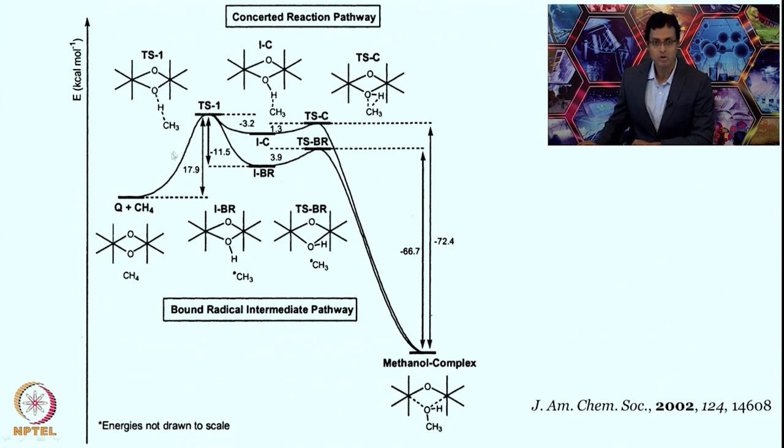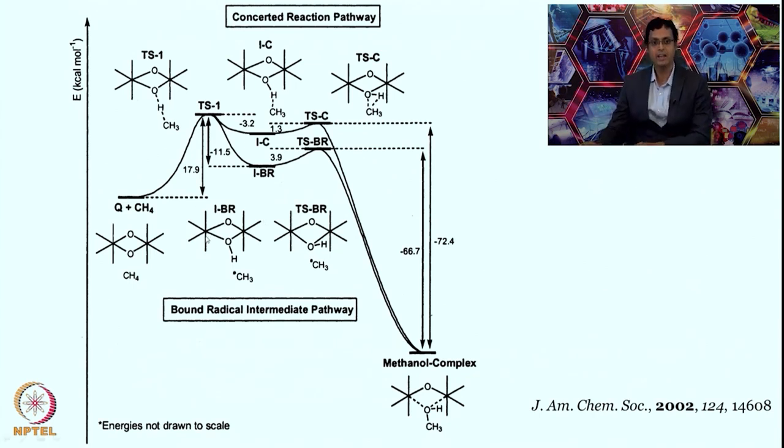This so-called concerted pathway is a little bit more energy demanding compared to the bound radical intermediate pathway. In the bound radical intermediate pathway, we see exactly the same transition state where bond breaking and making are happening simultaneously. From there a distinct radical intermediate, involving a CH3 dot radical and an oxo-hydroxy iron 4 iron 3 intermediate, is forming. Now that I would say is quite interesting.